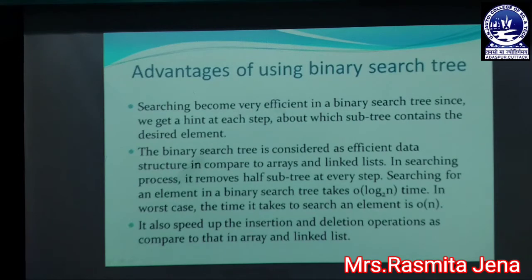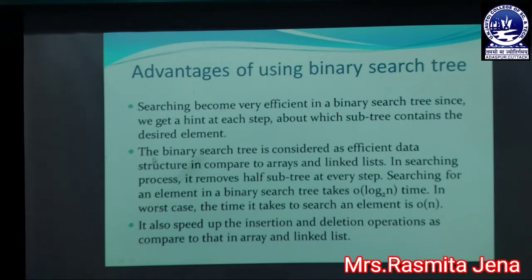Sorting becomes very efficient in a binary search tree since we get a hint at each step about which subtree contains the desired element. As we have already discussed, the left subtree contains less value than its node's key and the right subtree contains greater value than its node's key. So, sorting becomes very efficient because it specifies which subtree contains the desired element.